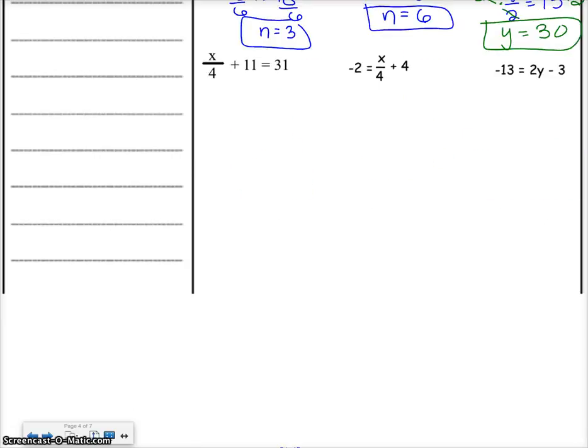Okay, then, what did I move first, the 4 or 11 on the next one? 11. So I'm going to minus 11 from both sides, and I get x over 4 equals 20. That's x divided by 4. The inverse of divide is to multiply, so I'll multiply both sides by 4, and x is 80.